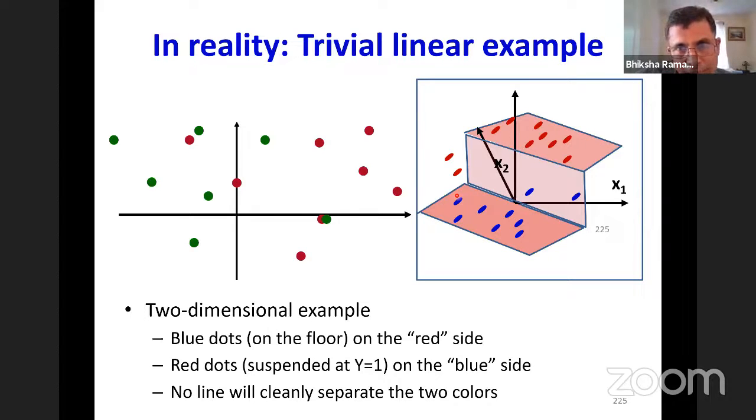The real problem is that you're not going to have such cleanly separated data, right? You're going to have some, in this case, green dots, blue dots on the red side, red dots on the blue side, and so on. And there's no single line that will clearly separate the two colors. So what exactly is happening over here?